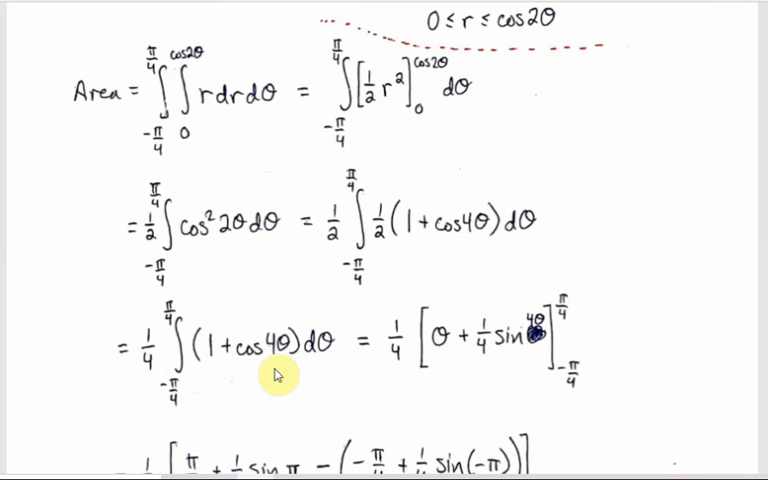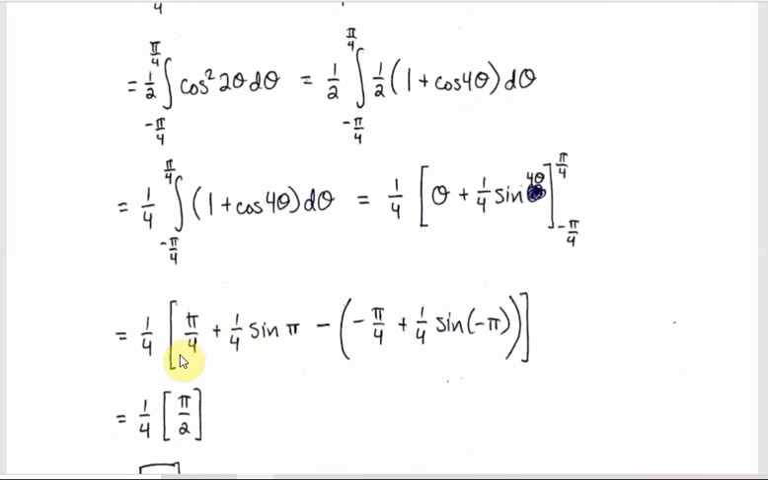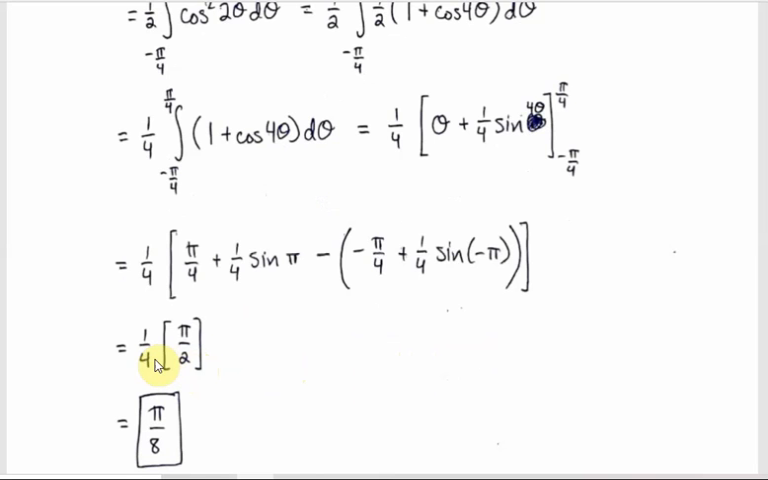You integrate 1, you get theta. You integrate cosine 4 theta, that's going to be 1/4 sine 4 theta. And then double evaluating that: pi over 4 plus 1/4 sine pi, but that's a 0. And then minus negative pi over 4 plus 1/4 sine negative pi, that's also a 0. So inside the brackets, ultimately it's pi over 4 plus pi over 4, which is pi over 2. Multiply that by 1/4, and you get pi over 8. And so that's the area inside one leaf. If you wanted the area of the whole thing, it's pi over 2. But for the one leaf, it's just going to be pi over 8.